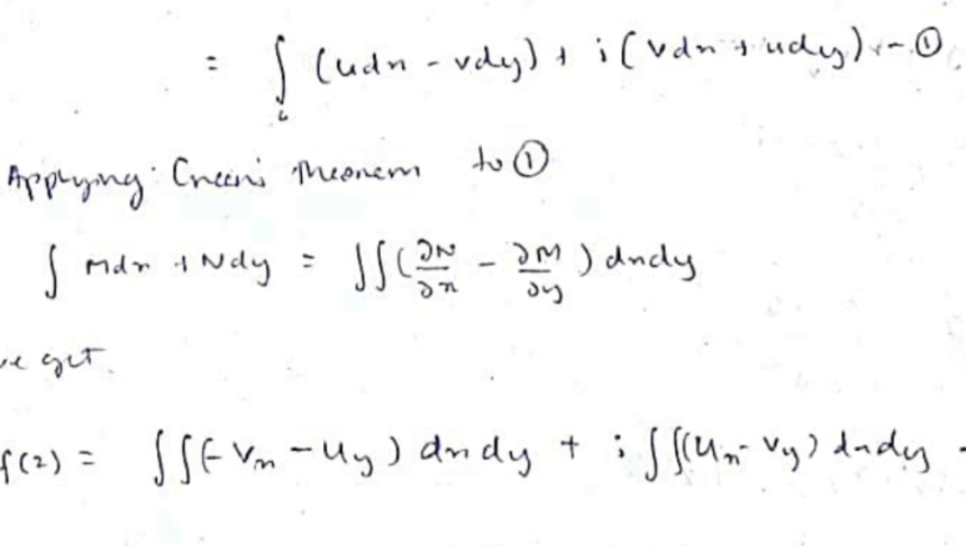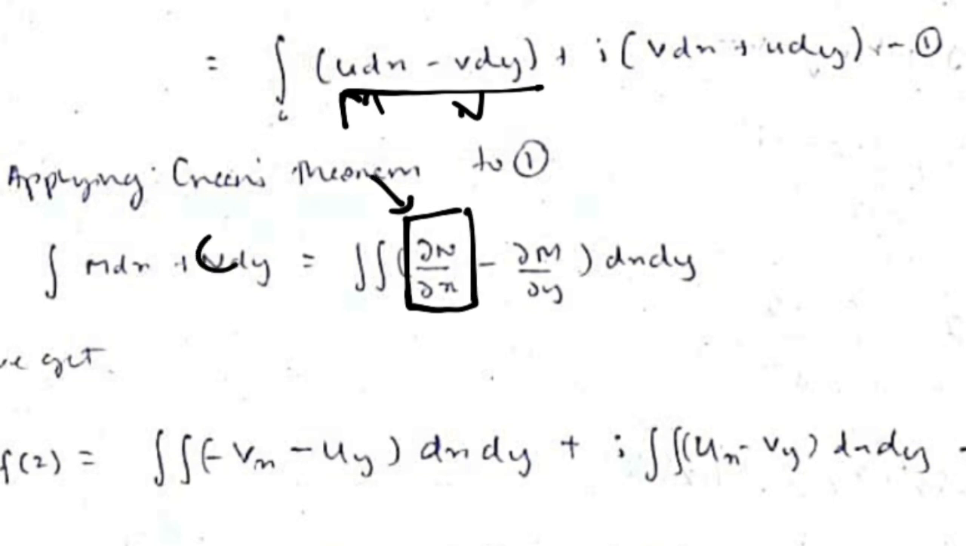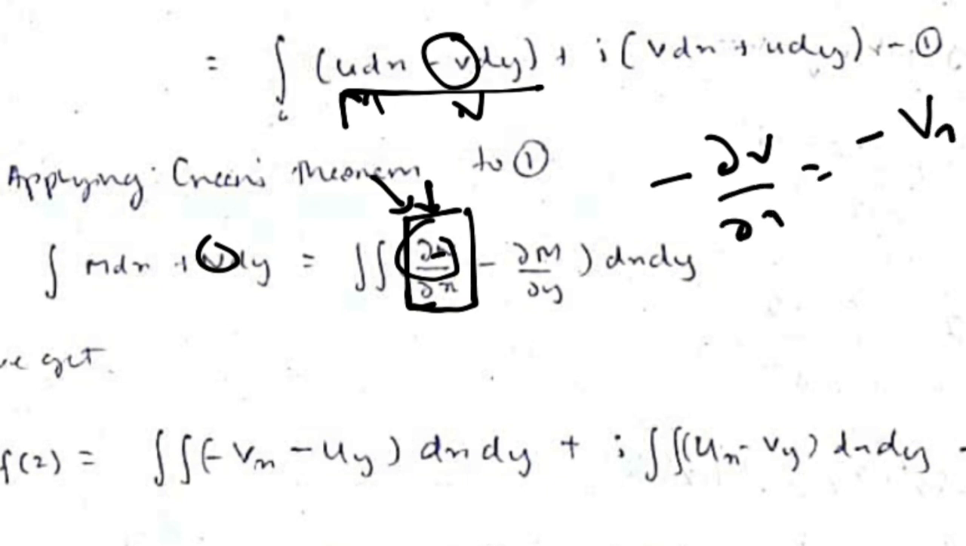In this equation we have in the first part, the real part, u dx minus v dy. So this is m and this is n. M is equal to u and n is equal to minus v. According to this theorem, it should be double integration of del n by del x. What is n here? N is minus v. So del of minus v by del x can be written as minus del v by del x. That's nothing but minus vx. That's what we have written here in the first part.